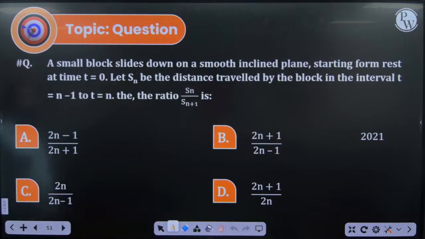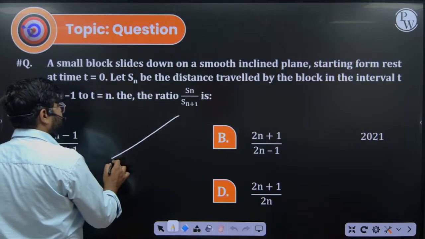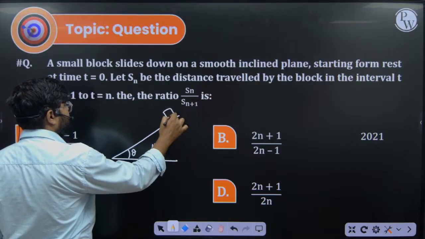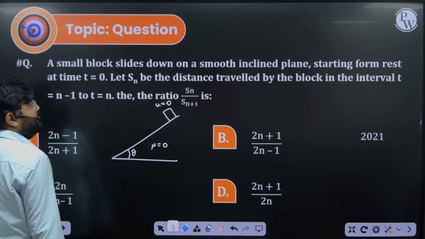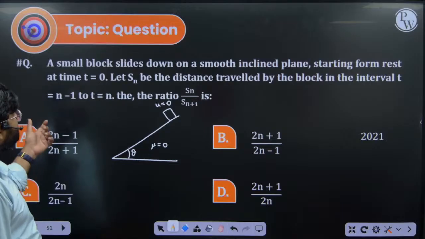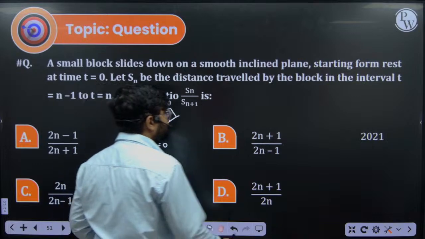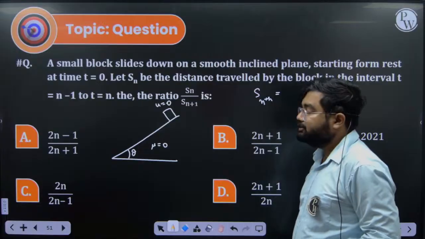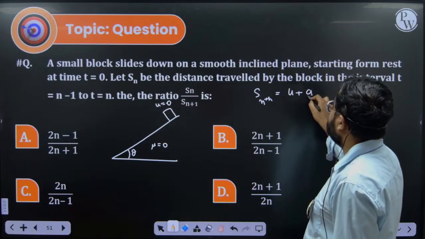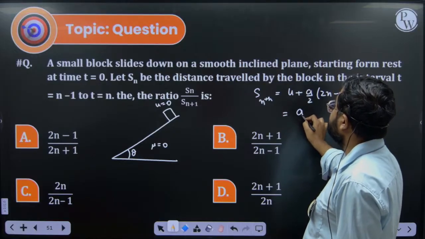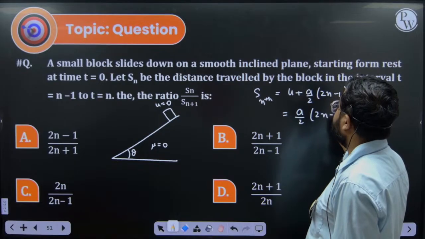A small block slides down a smooth inclined plane starting from rest. Inclined plane smooth, no friction. Starting from rest. Okay, very good. Let S_n be the distance traveled by the block in the interval n minus 1 to n. This is S nth. If you remember the S nth formula, you may have studied it in motion in a straight line. It is u plus a by 2 into 2n minus 1. And u is given as 0.